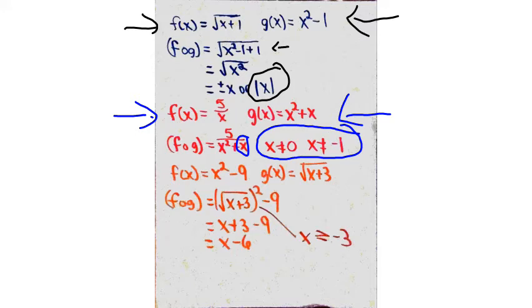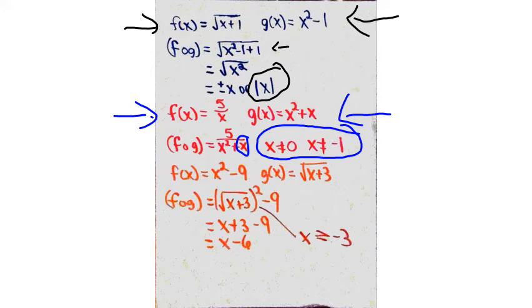Now, this is another one that I picked up. This is actually one of the problems in what will probably be assigned as homework. And here we see that f of x is equal to x squared minus 9, and g of x is equal to the square root of x plus 3. So we start off with f of g. We're just going to substitute in this square root of x plus 3 for the x. And so now I've got the square root of x plus 3 squared minus 9.